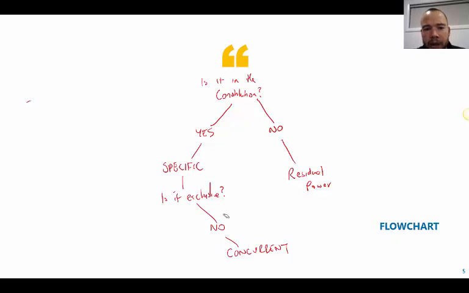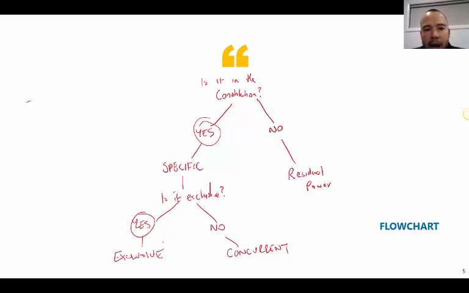Another example might be military, so ability to raise an army, etc. Is that in the Constitution? Yes. So it's a specific power. Is it exclusive? And we know that by or due to another section that says that states cannot raise their own military, it is, which means obviously it is an exclusive power.